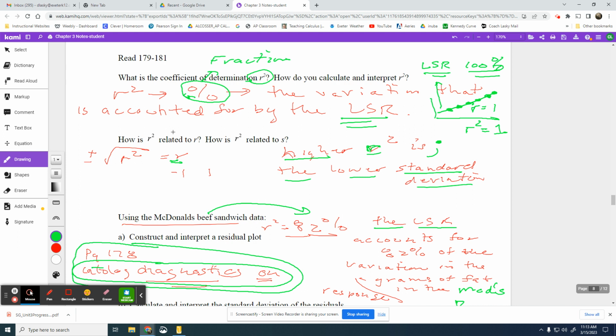Because what we're saying is that the lower the percentage, the lower the value of how good R is, which means that's the lower value that R squared is. So they're directly related to each other. So if this is going to be a low R, like close to 0, then our R squared is going to be super low, which then says that the least squares regression line doesn't do a very good job percentage-wise of accounting for all the errors in there.